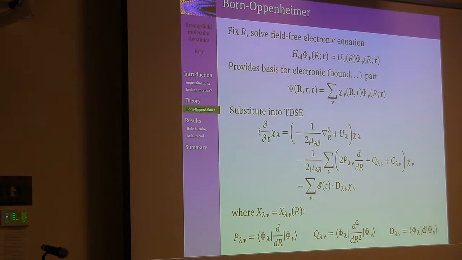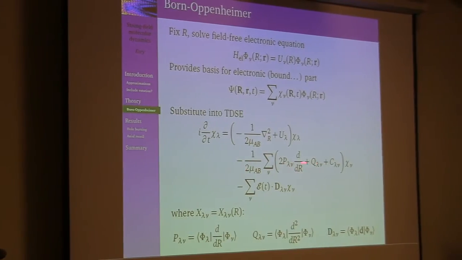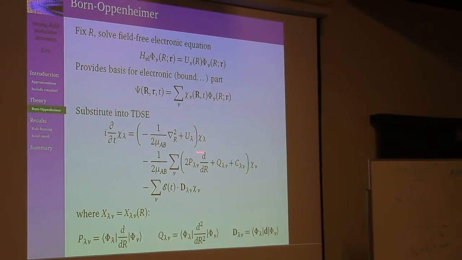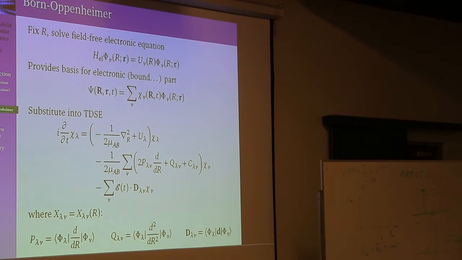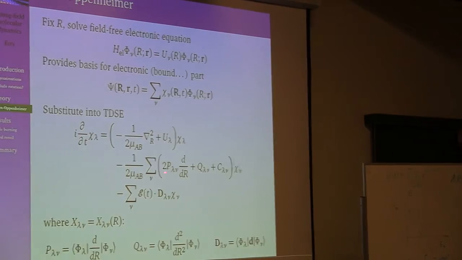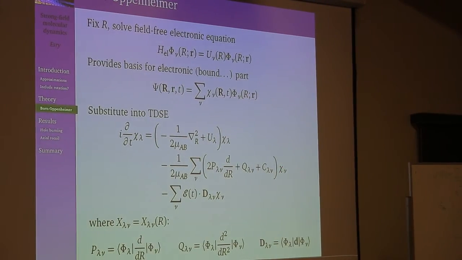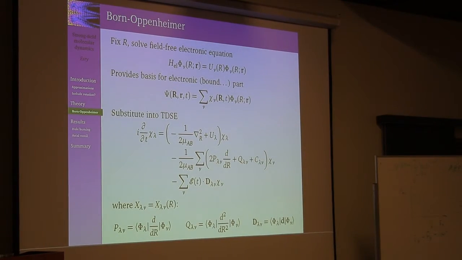Eigenvalue goes in there and acts as the potential energy for the nuclei. But then you have this term, okay? And notice what that does. That says that chi lambda, and lambda is one of these electronic states, gets coupled to all the other chi lambdas by these coupling terms, okay?